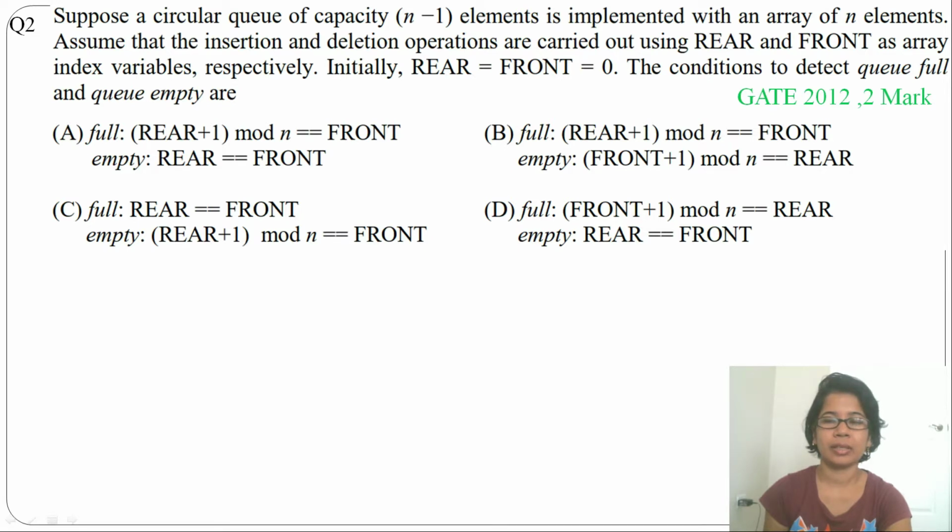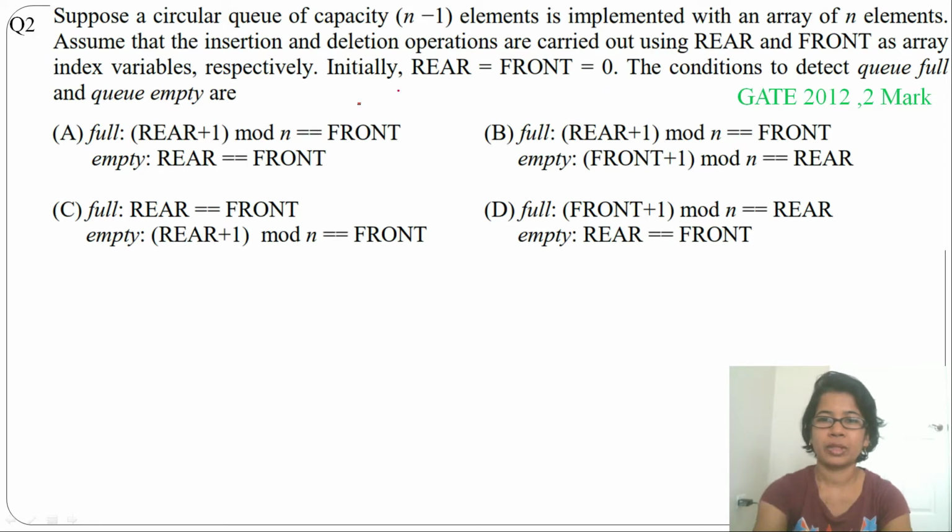Suppose a circular queue of capacity n minus 1 elements is implemented with an array of n elements. Assume that the insertion and deletion operations are carried out using rear and front as array index variables, respectively. Insertion is at rear and deletion is at front. Initially rear equal to front equal to 0. Just mark this: here it is given rear equal to front equal to 0.